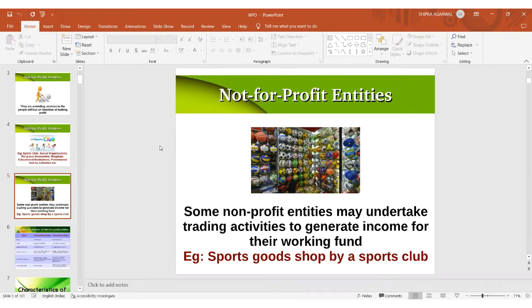So for example, if we're talking about any sports club, and they are selling their sports goods, I mean, they have a shop at their premises, and within that shop they are selling their products, and these products are sold not at the market price, but at a reduced price. Why? Because their objective is not to earn profits. No matter, they are providing the products at a cost higher than their actual cost, but that is just to get the working fund, that means the funds that they require for their day-to-day working.